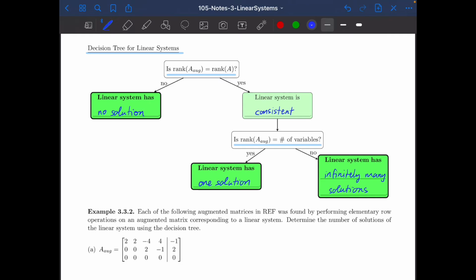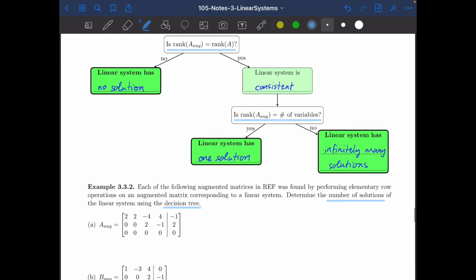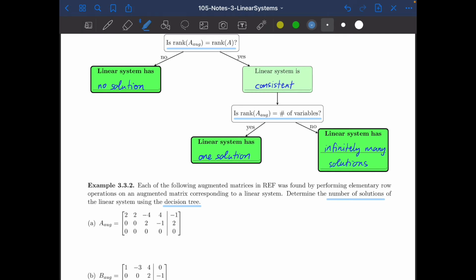In example 3.3.2, we're told that each of the following augmented matrices in REF was found by performing elementary row operations on an augmented matrix corresponding to a linear system. We want to determine the number of solutions of the linear system using the decision tree. And so we're given an augmented matrix in part A. We want to determine the number of solutions of the corresponding system. We first need to find the rank of this augmented matrix. What is the rank of the augmented matrix?